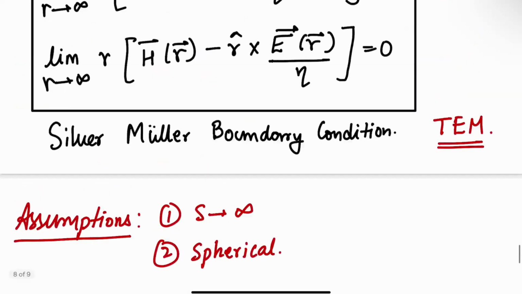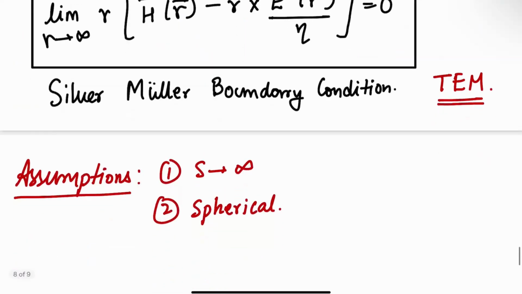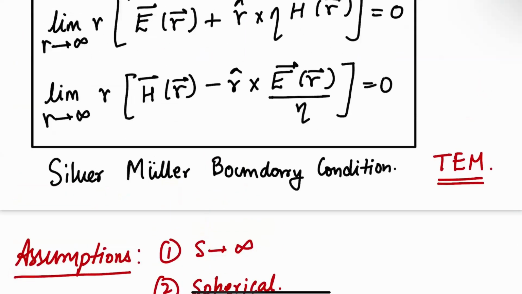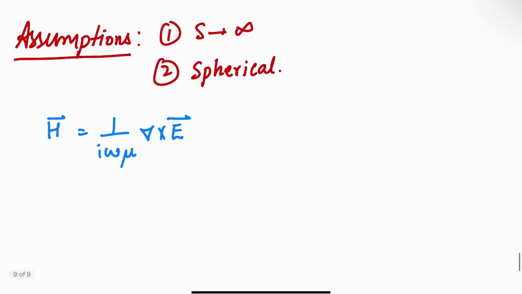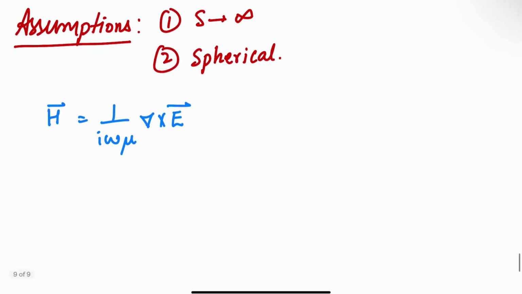So if we go back here and we look at these expressions, now I can replace H. I can write H as 1 over i omega mu times curl of E, right? So that's just from Maxwell's equations, Faraday's law. I put that into the previous expression for the boundary condition, and you can show that the boundary condition becomes exactly this: the tangential component of the curl of E is equal to ik times the tangential component of E.